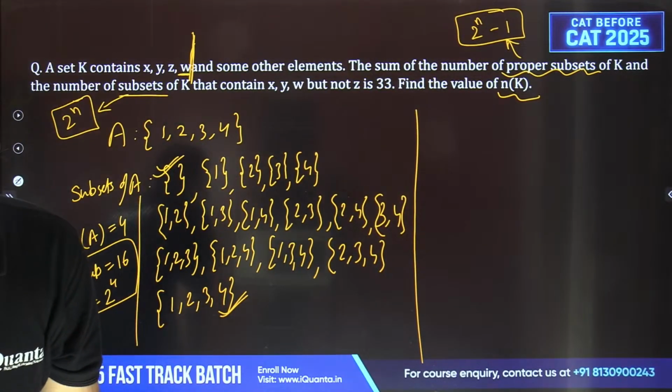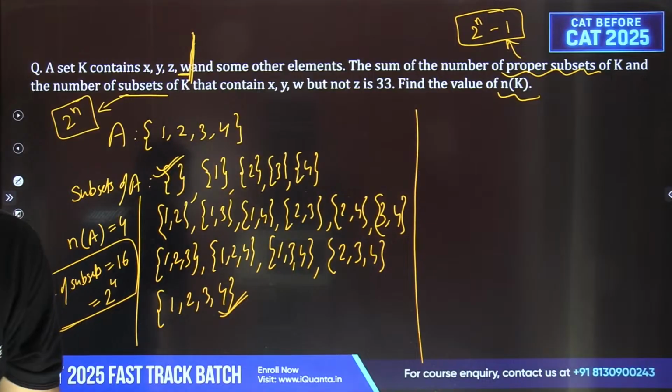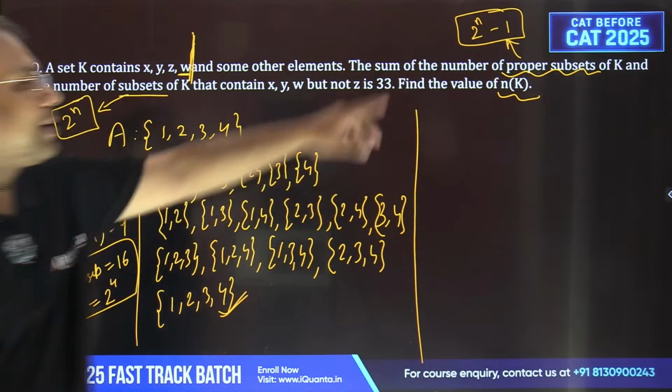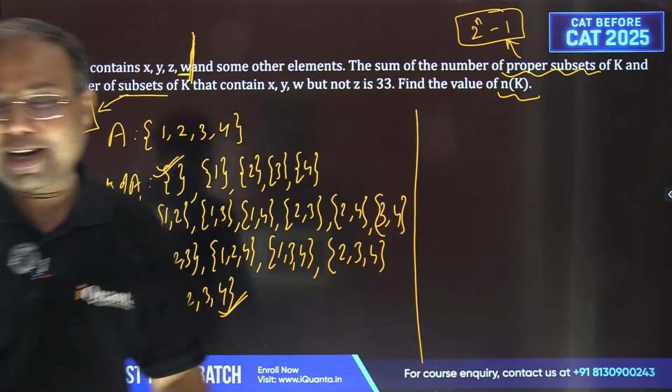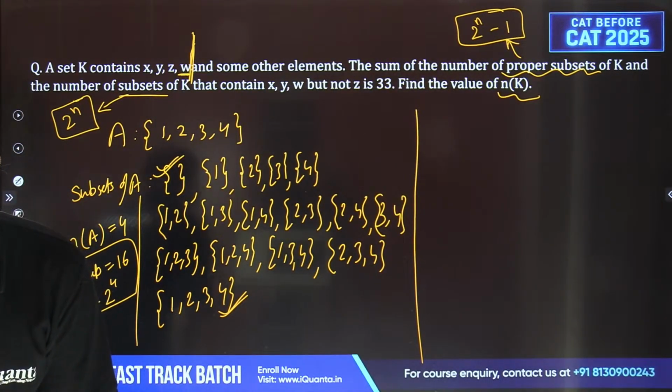No, Ayushman, no. The null set is there, but the entire set is not there. Entire set is not there. Okay? But anyhow, the thing is the same. We subtract one. We subtract one subset. Is that clear till this point? Fine.